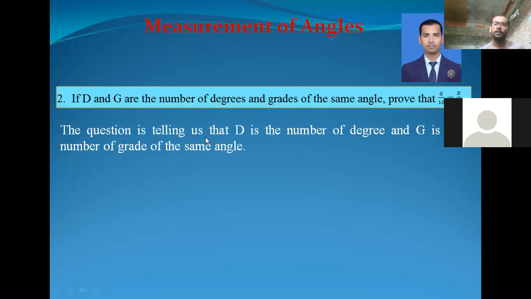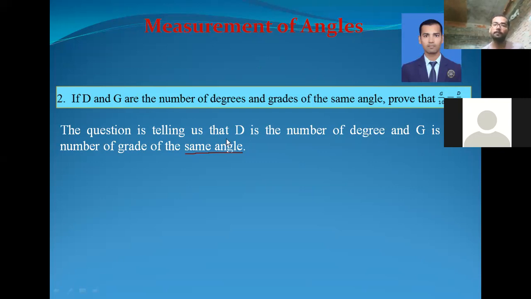The question is telling us that D is the number of degrees and G is the number of grades of the same angle. This is the main point. That is, the main point is the measures of the same angle. This is the main point of the question. Two different angle measures are given, but they are the measures of the same angle.